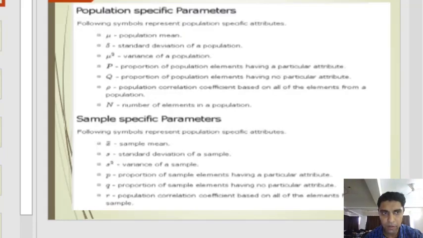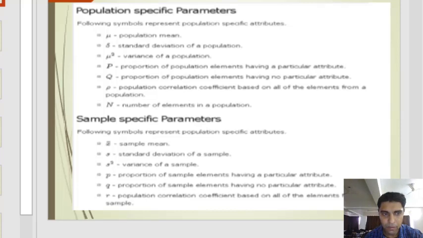Next statistical notation is population specific parameters. Mu is for population mean, sigma is for standard deviation of population, sigma squared is for variance of population, capital P is for proportion of population elements having a particular attribute, Q is for proportion of population elements having no particular attribute, rho is for population correlation coefficient based on all of the elements from the population, and N is for number of elements in the population.